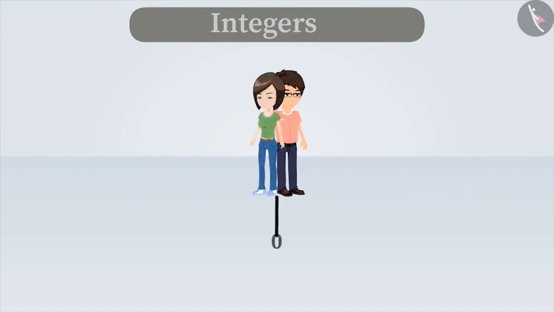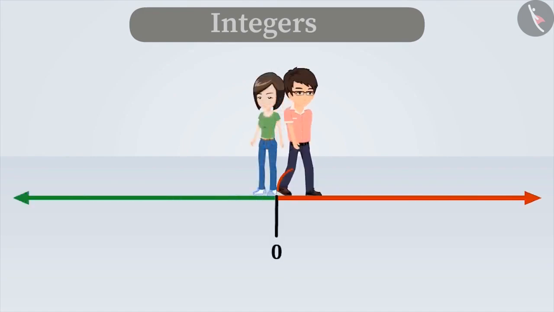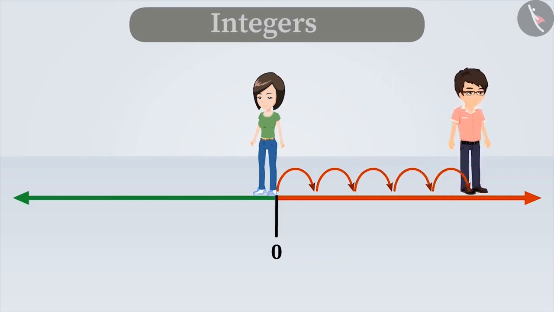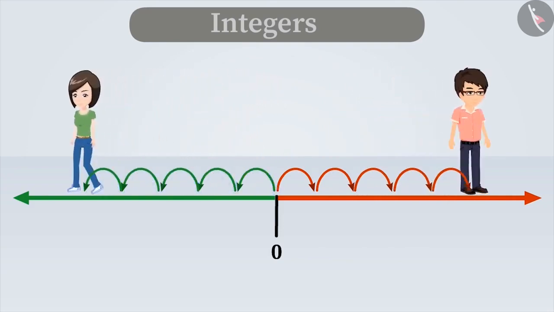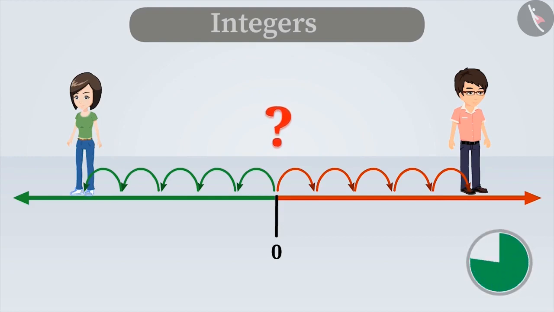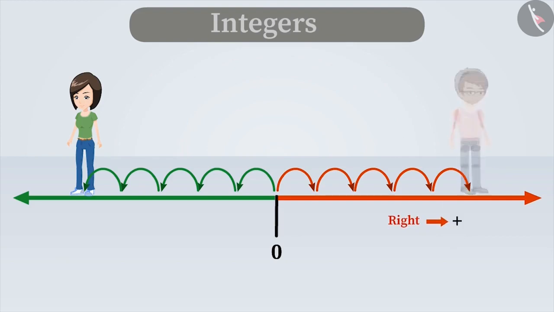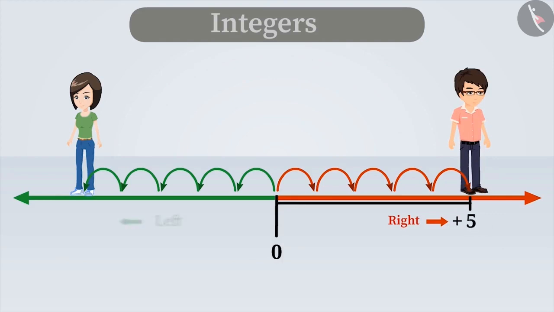Let's suppose Rahul and Ruchika start walking in opposite directions from a point, say 0. Rahul walks 5 steps towards the right from 0 and Ruchika walks 5 steps towards the left. How would you represent their distance from the initial point 0? Think about it. You are right. The steps towards the right are shown by a positive sign, and those towards the left are shown with a negative sign. Therefore, Rahul has taken 5 steps and Ruchika has taken minus 5 steps.